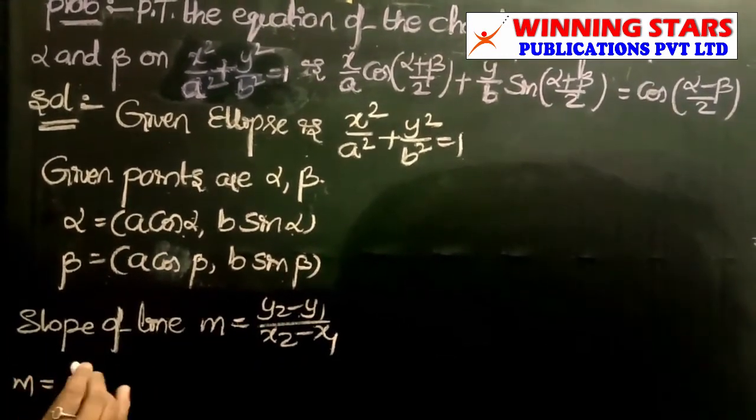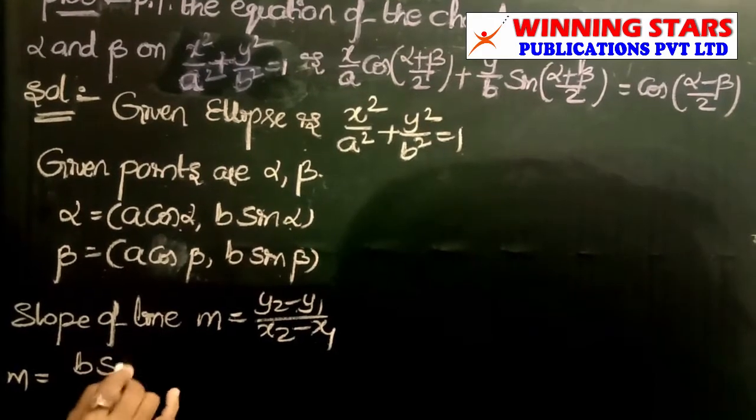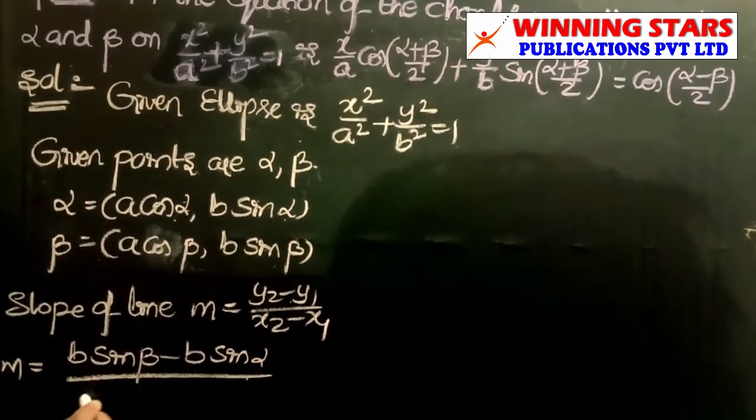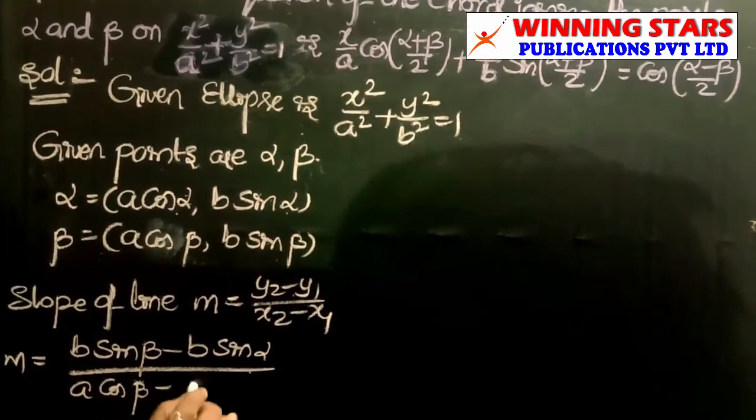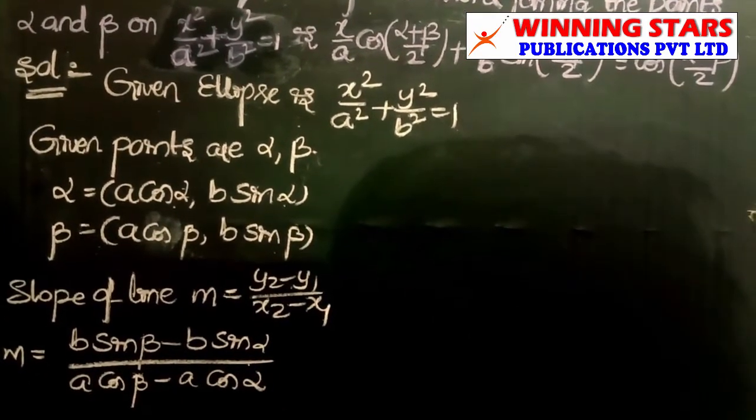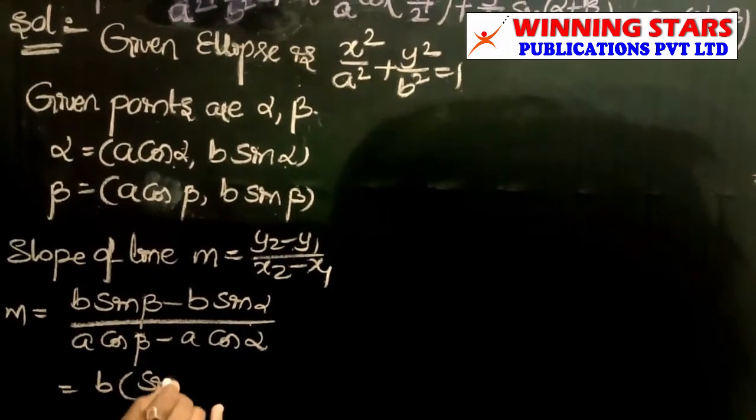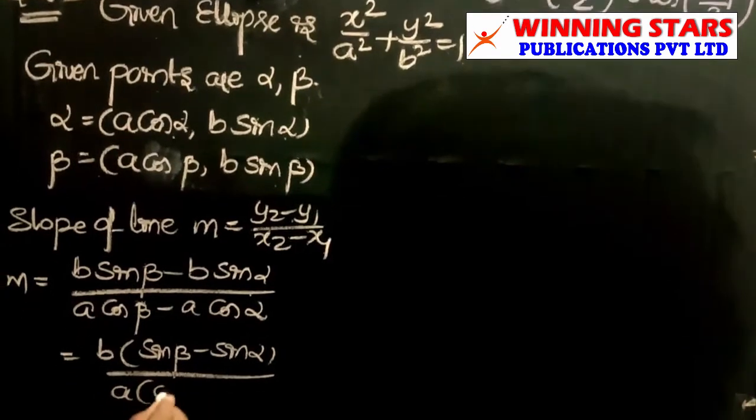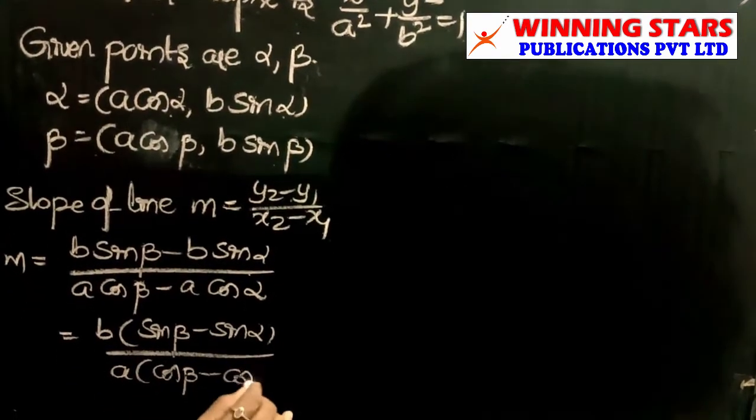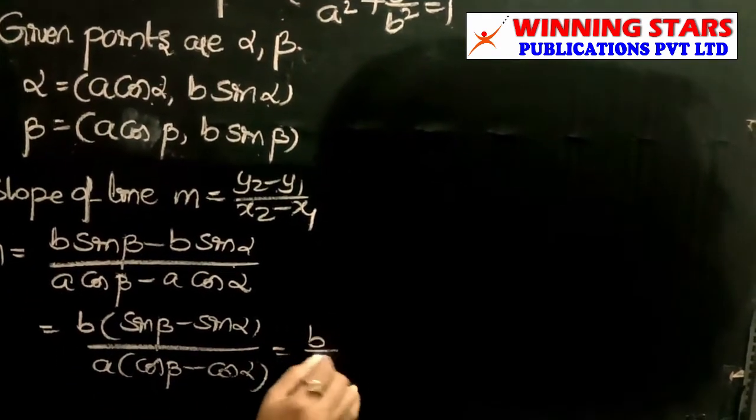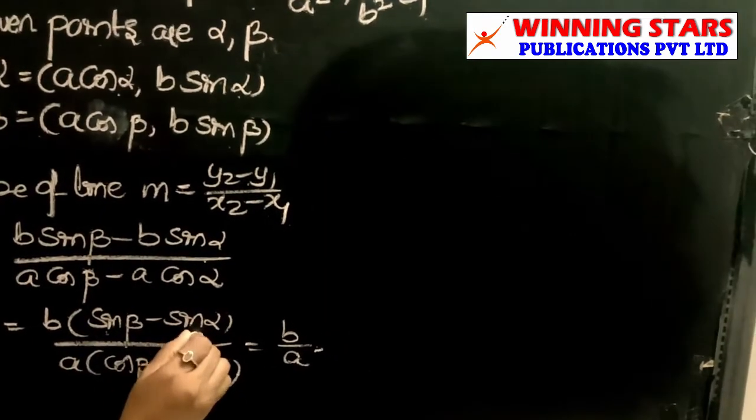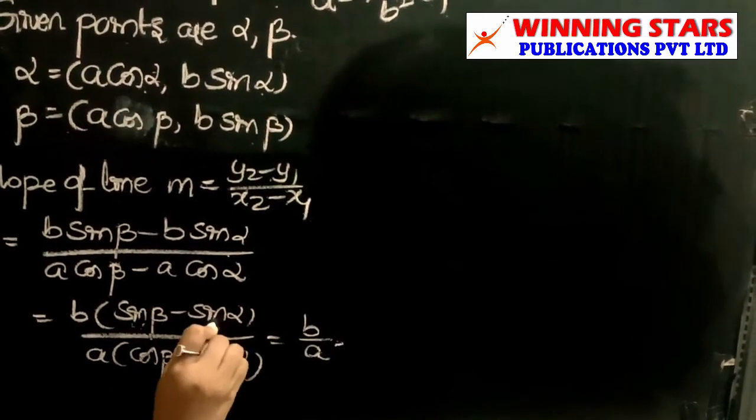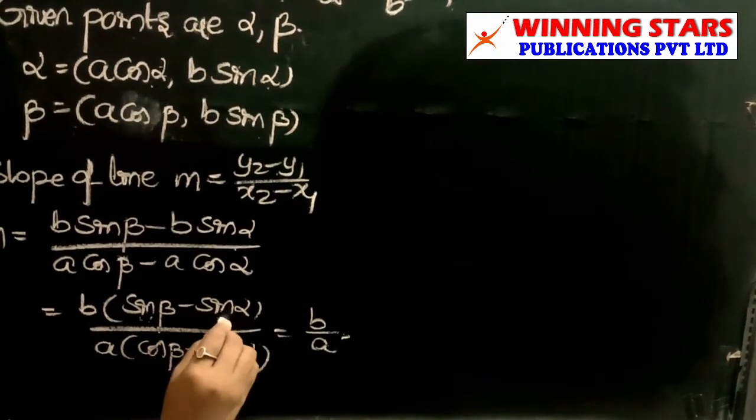So this is equal to y2 minus y1 by x2 minus x1, which is b sin beta minus b sin alpha by a cos beta minus a cos alpha, and this is equal to, taking b common here, b into sin beta minus sin alpha by, taking a common here, a into cos beta minus cos alpha, and this is equal to b by a into sin beta minus sin alpha by cos beta minus cos alpha. The numerator is in the form of sin c minus sin d, and sin c minus sin d is equal to 2 cos (c plus d) by 2 sin (c minus d) by 2.